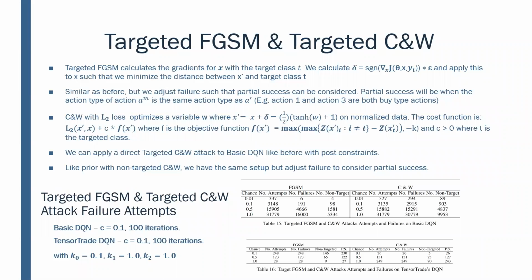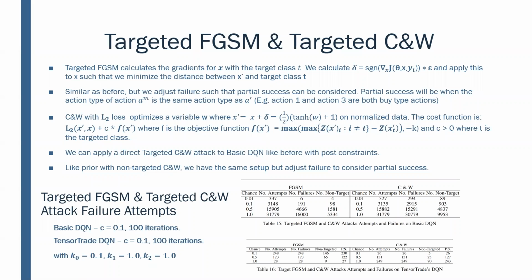Here we have the targeted FGSM and targeted CW attacks. Targeted, just as before, means that we are taking an adversarial action that we specify. In this case, we use a list of Q values for a particular state across all 3 actions, and we pick the lowest Q value as the targeted action.